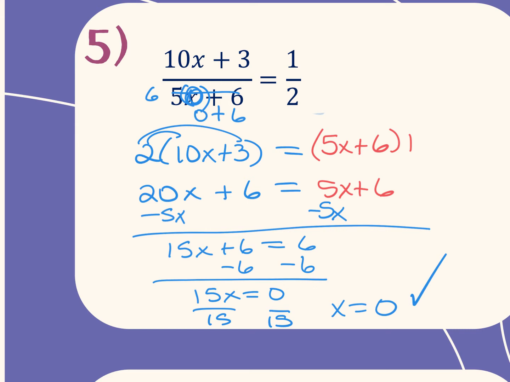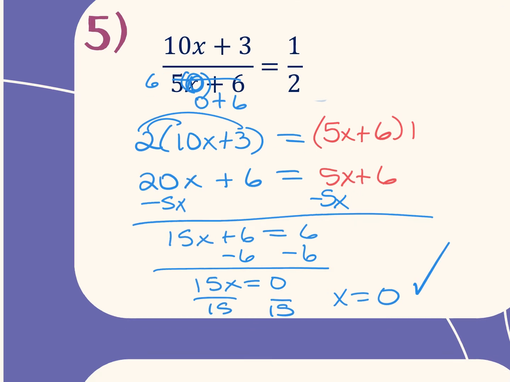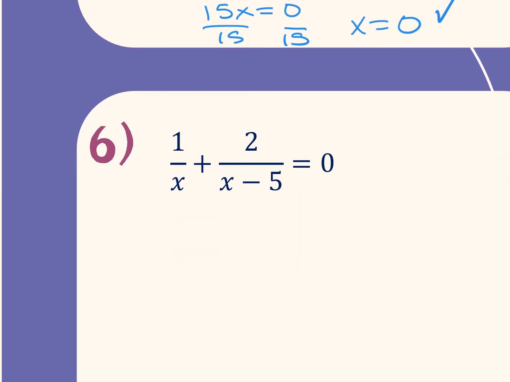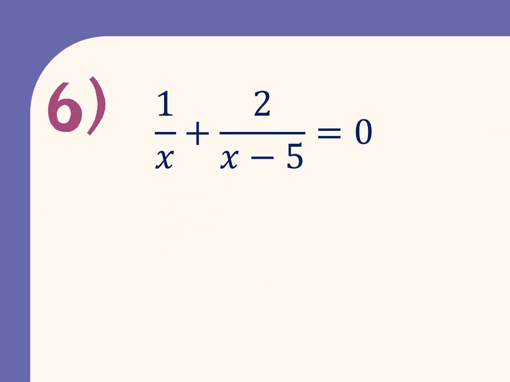Let's try the next one. Now, this time, we've got an addition happening on that left side. So again, I need to find a common denominator. If you recall before with the expressions, the common denominator is going to be both of these. Remember, you just can't add the minus 5 to it.